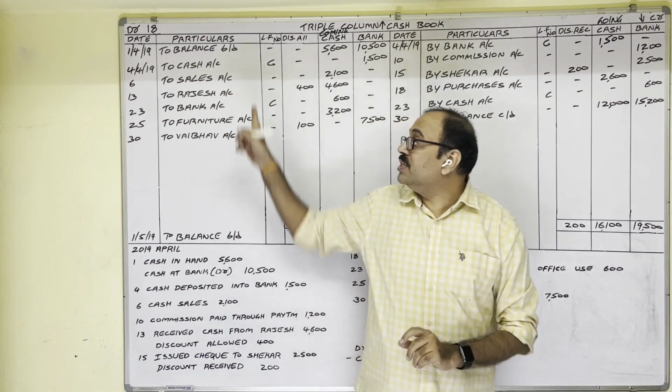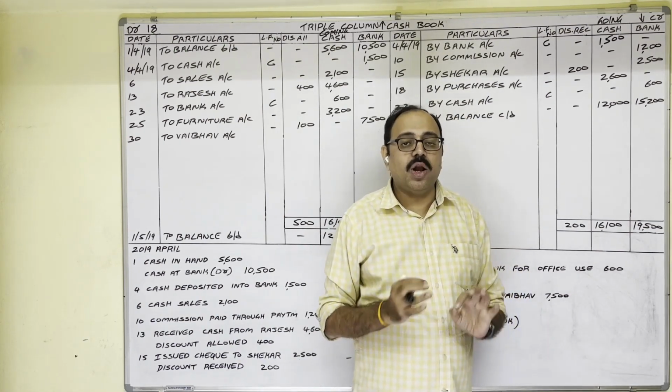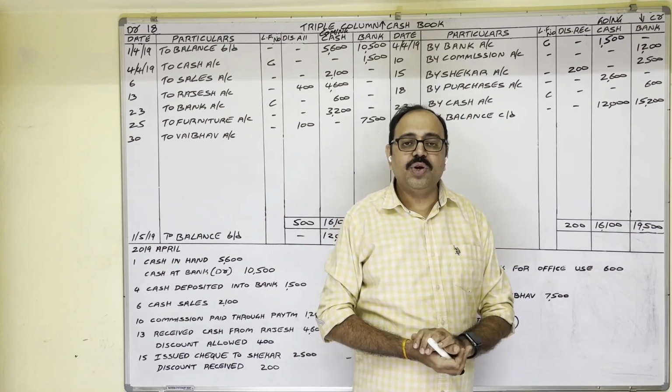So this is the end of the present video, 18th problem from the triple column cash book topic. Hope this video is helpful to you. Thank you.